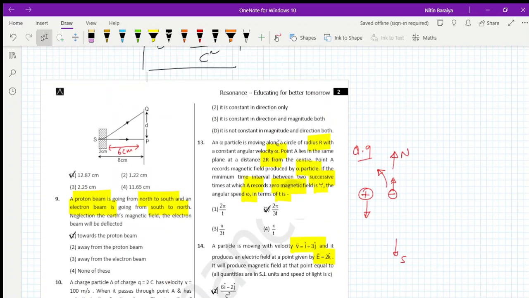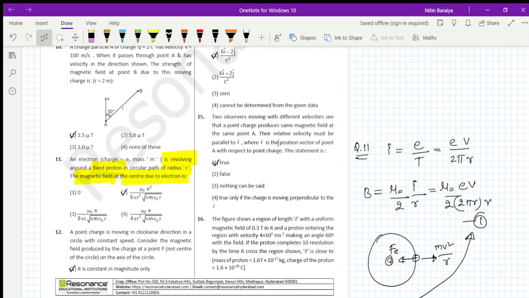Let's now get into question number 15. Two observers moving with different velocities see that a point charge produces the same magnetic field at the same point. Fine. So their relative velocity must be parallel to r vector, where r vector is the position vector of the point A with respect to the point charge.